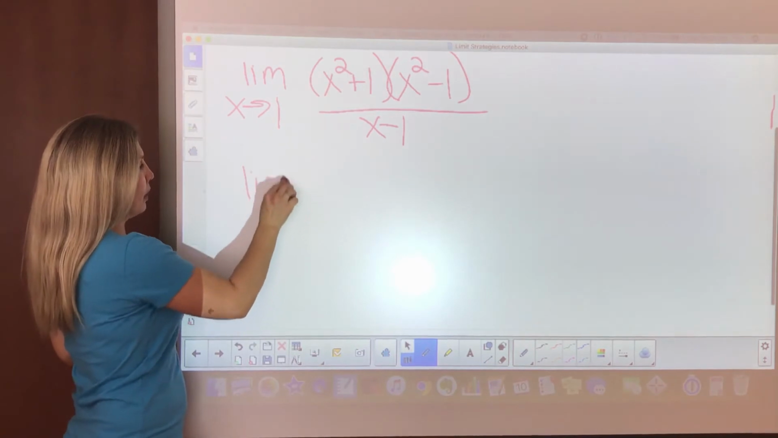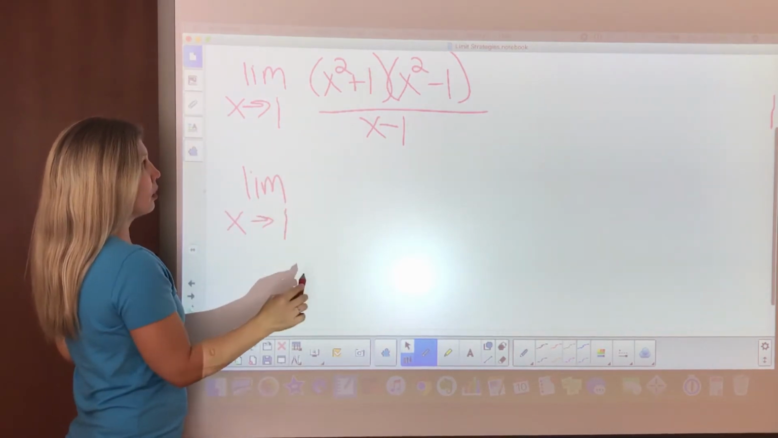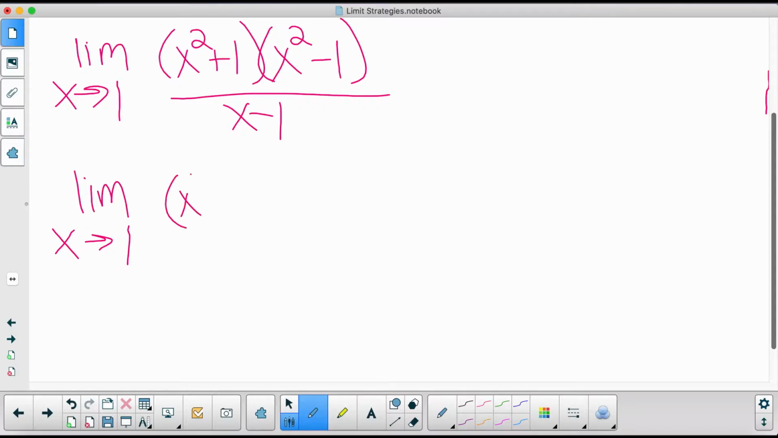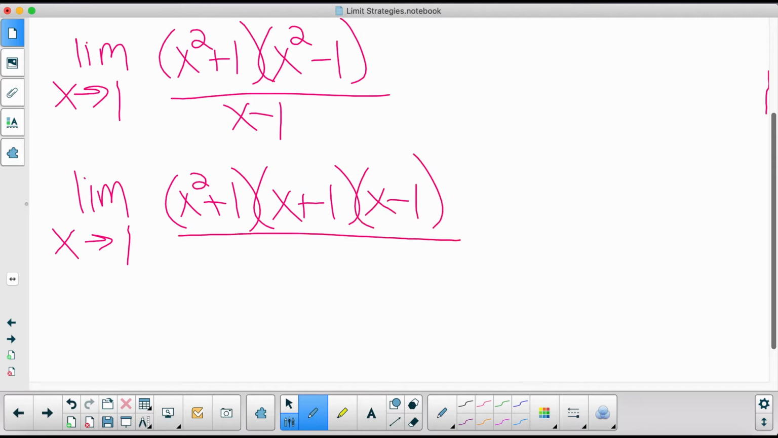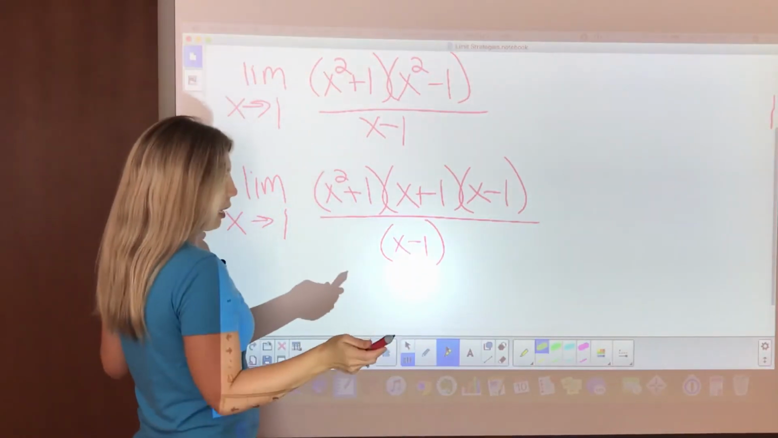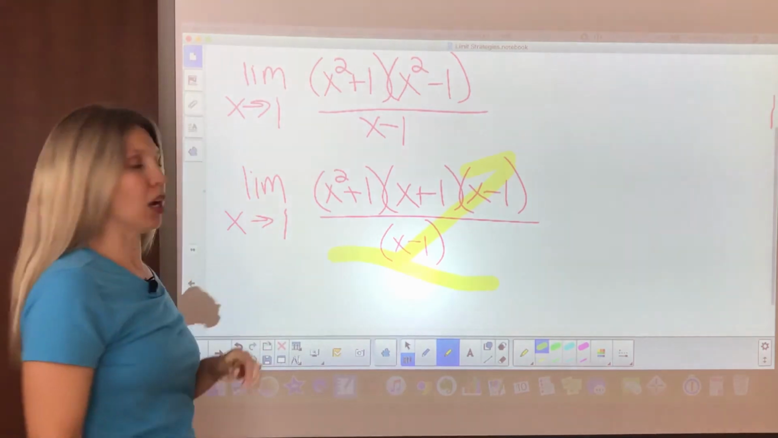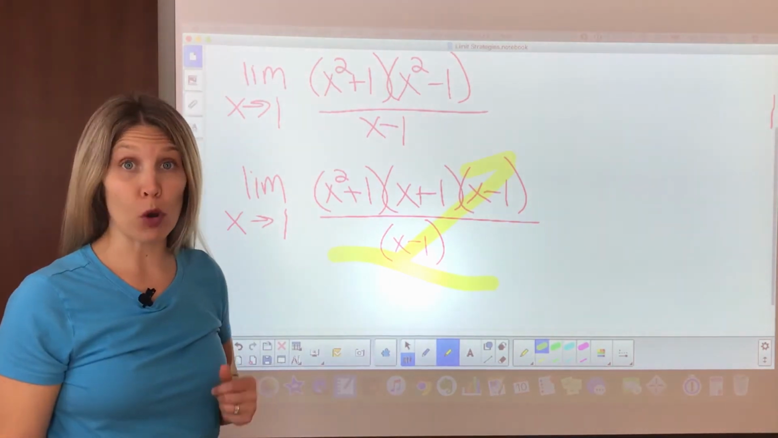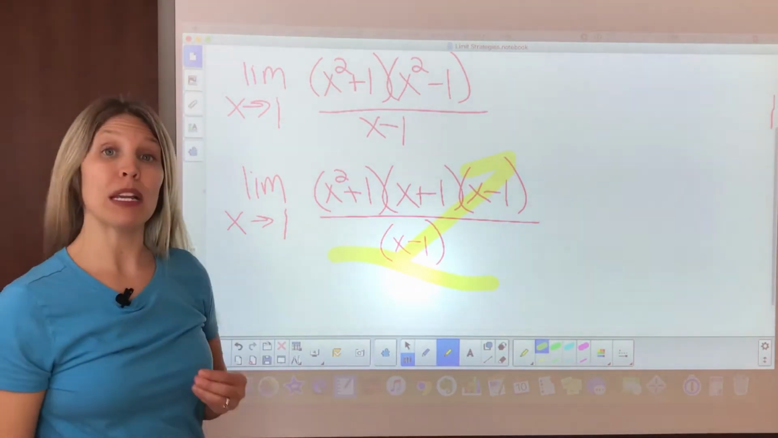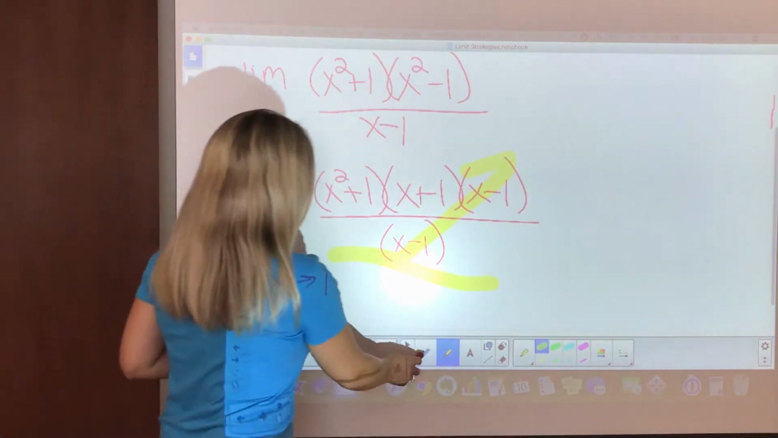We're going to rewrite the limit as x goes to 1. x squared plus 1 stays. But this next one can be broken down to (x plus 1)(x minus 1), all over x minus 1. Now you should be getting excited because now you're seeing our 1 here that shows up that will drop out of our problem, and now we can just go ahead and plug in our x value.